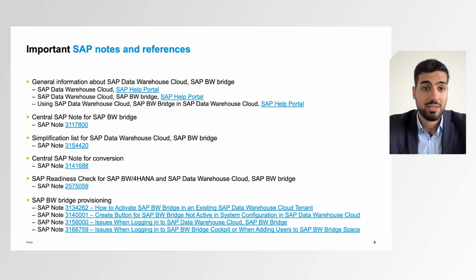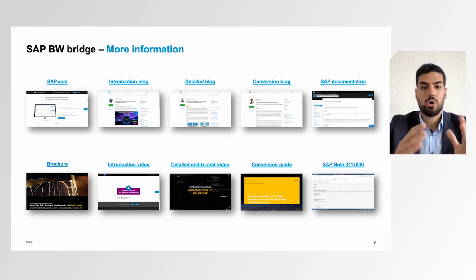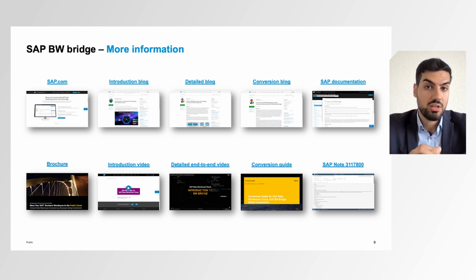And next, I would like to share this slide with you, an important slide with important SAP notes and references regarding SAP BW Bridge. Here, let me highlight the central node for SAP BW Bridge, the 31.17.800, and the central node for SAP BW Bridge conversion, the 31.41.688.